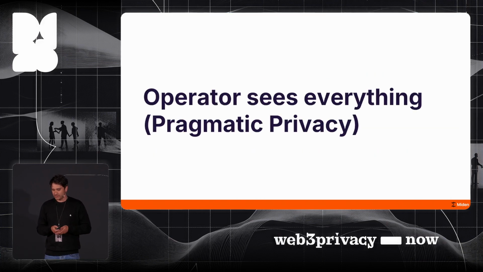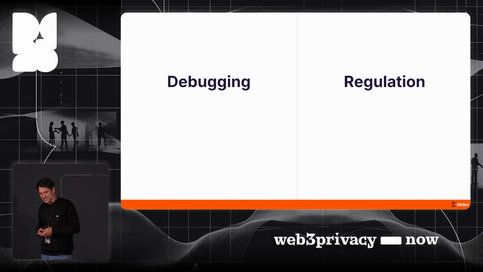But why do we do that? So why are we going for what we call pragmatic privacy? Basically for two reasons. So one major issue that we have is debugging. And I don't know how other systems do it, because I know that Aztec, for example, is launching fully private in a decentralized mode.